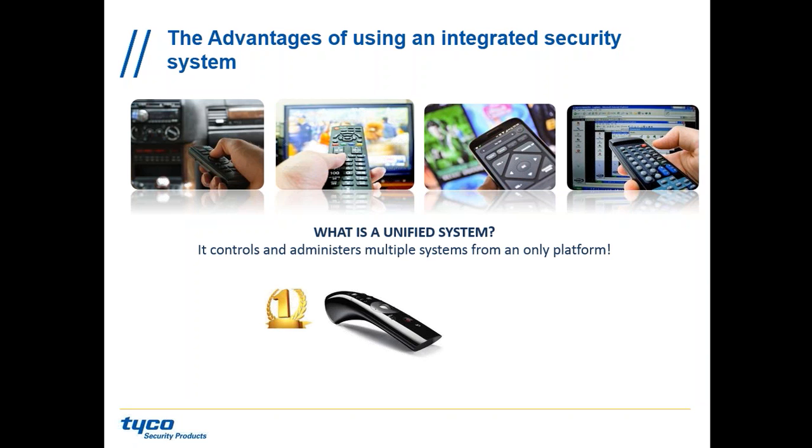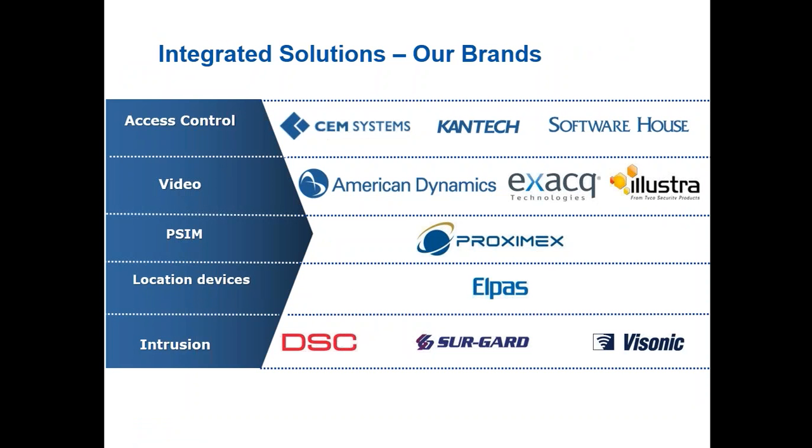What is a unified system? That's what I just explained. It's allowing us to control and administer multiple different platforms in one. Now, Kantech is part of Tyco. Tyco has different divisions, different departments, and the department we're part of is ACVS: Access Control, Video, and Intrusion. And we do have three different brands for access control. We have CEM system, we have Kantech system, and we have Software House.